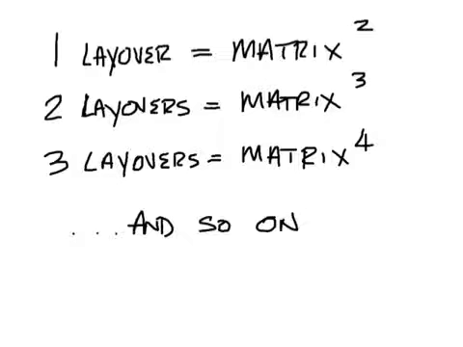One layover equals matrix squared. If you have 2 layovers, it's matrix cubed. 3 layovers is matrix to the 4th power. So the pattern here is the number of layovers, add 1 to it, and that's the power you're going to raise the matrix to.